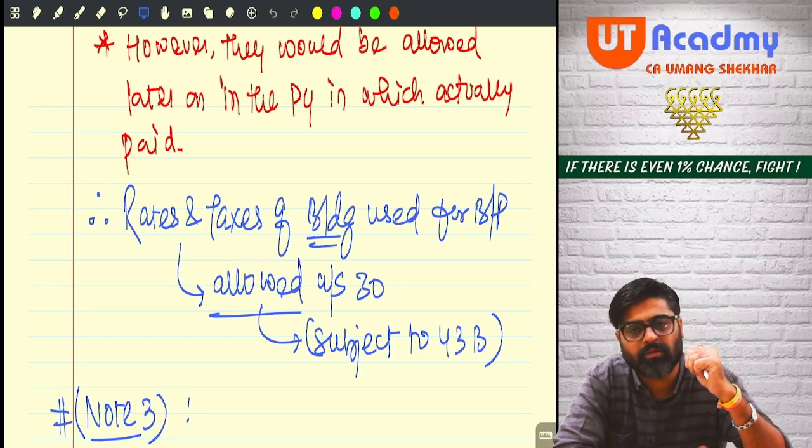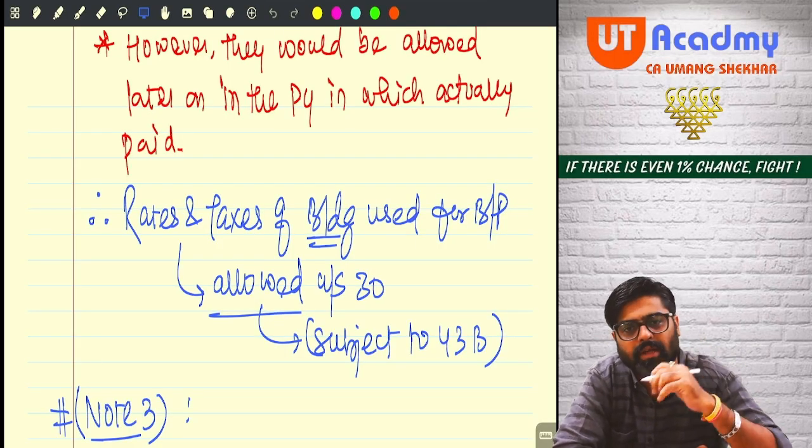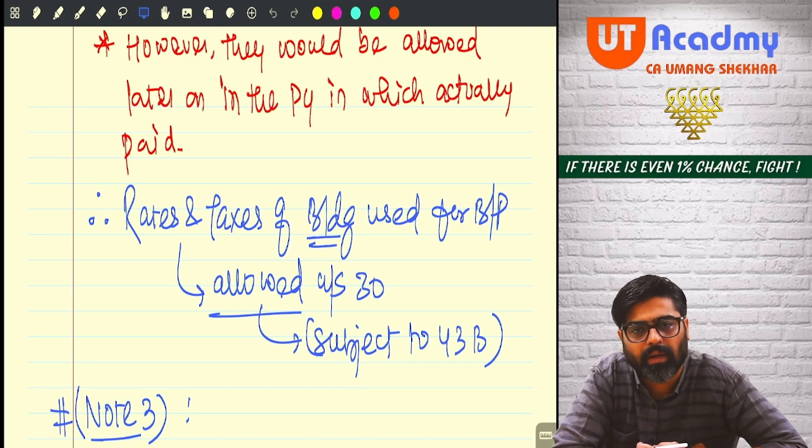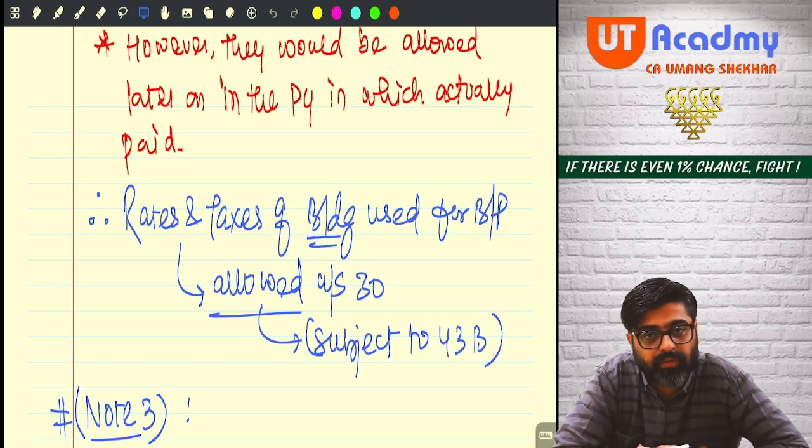Now in your business or your profession, will you use only a building, or can other assets also be used? Other assets can be used. What other assets can you use? Come on, tell me. Can you use furniture, furniture fittings, yes or no? Can you use plant and machinery, etc.? Under the PGBP head, there is nothing like a computer, and there is nothing like air conditioners.